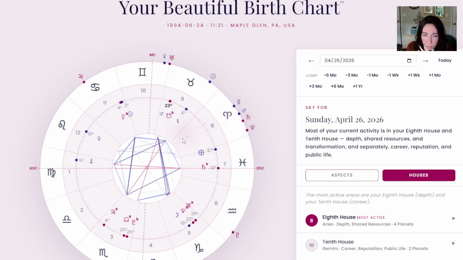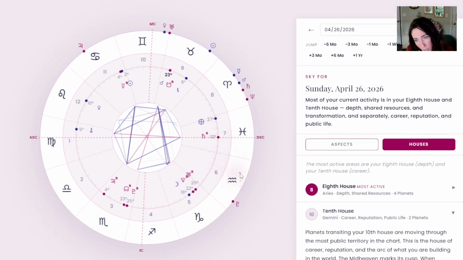Now, I want to look at some of these others so that you can just see how to read it. So Pluto over here, transiting. This would be transiting which house? Her 6th house currently. This is going to be a long cycle moving through. We have Saturn and Neptune. These are freshly, more or less, in Aries. So these are outer planets that have just moved in here.